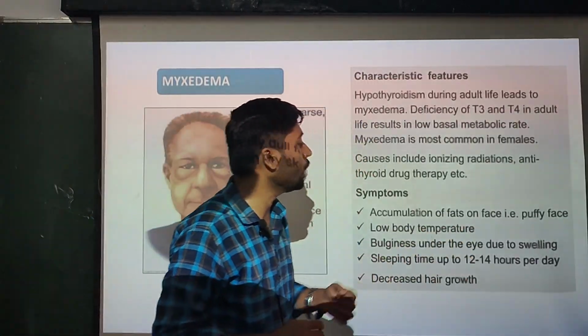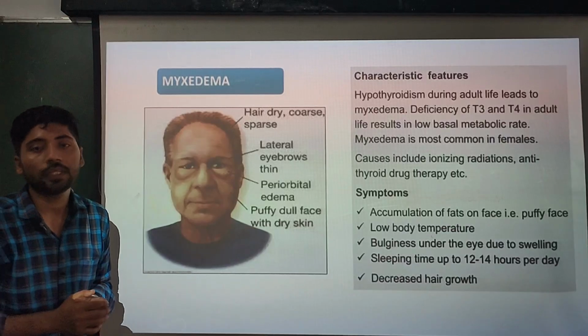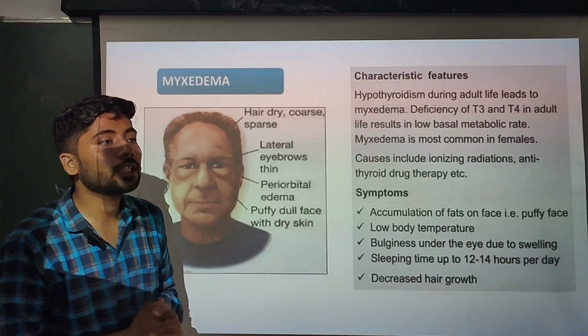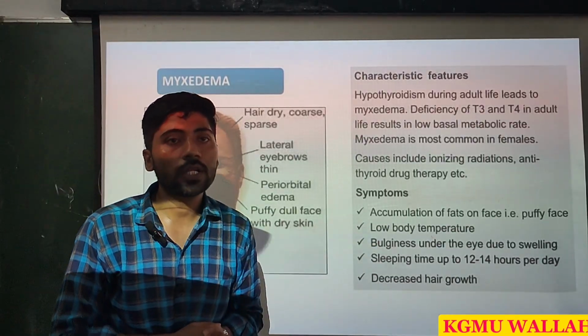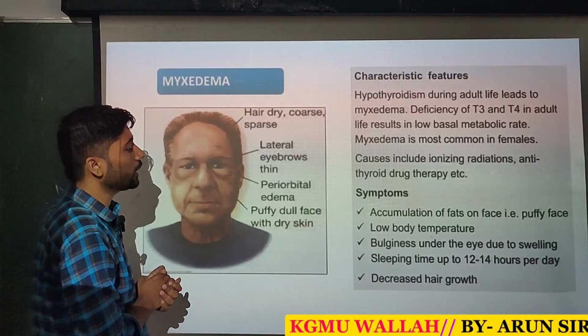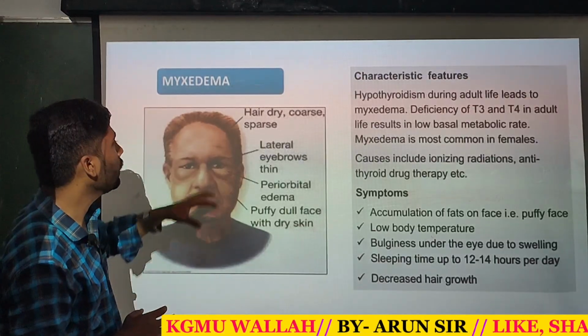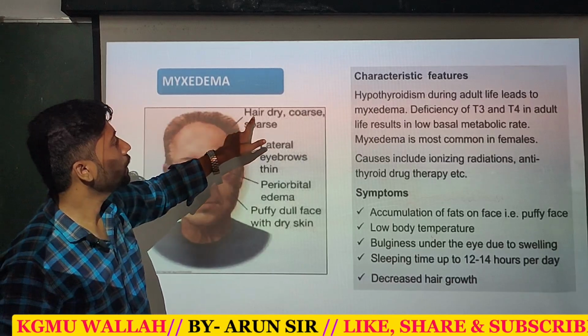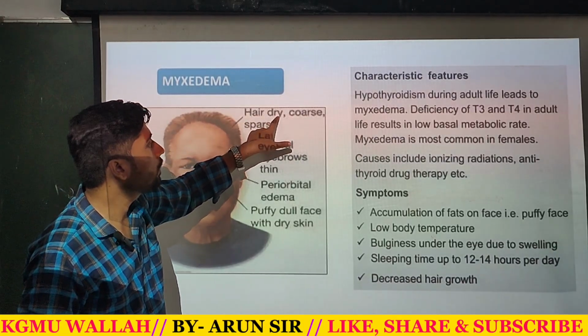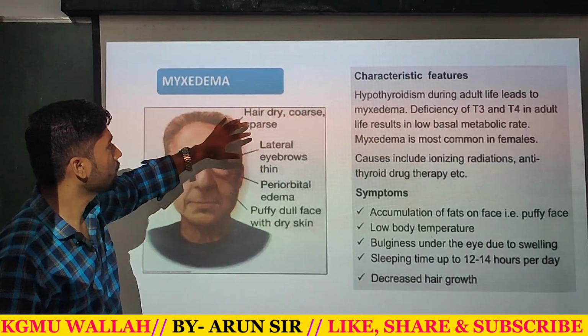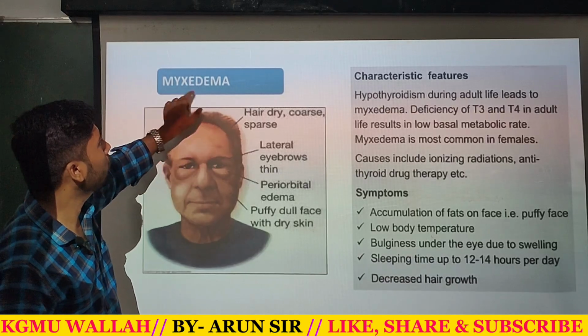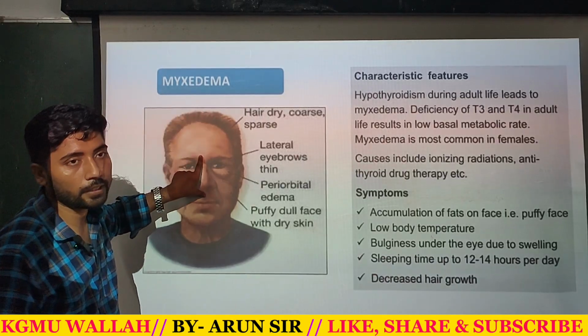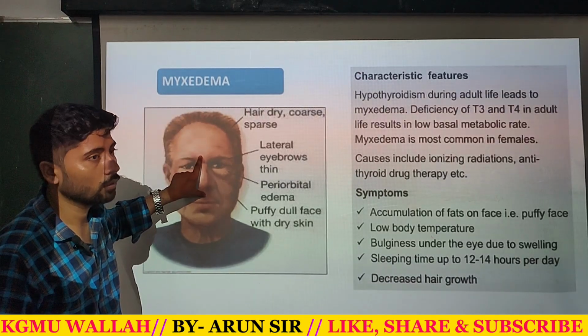Sleeping time up to 12 to 14 hours per day. The patient may sleep up to 12 to 14 hours, okay. And then decreased hair growth. The patient's hair growth is decreased, and the hair is dry, coarse and sparse. This type of hair you can see in myxedema. Most commonly it occurs in females, okay.